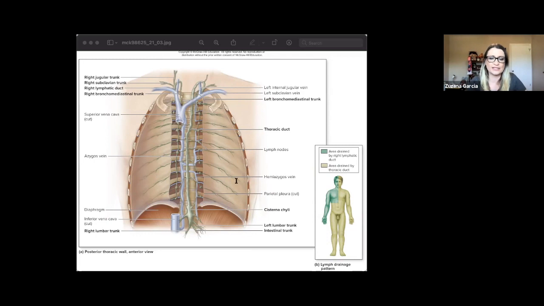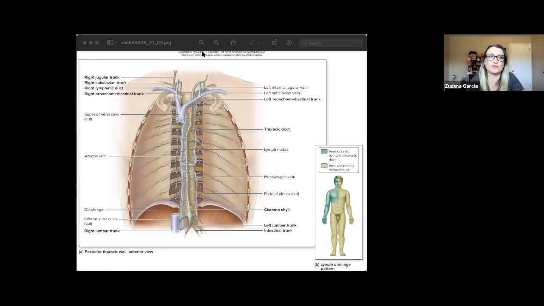So let's look at the trunks. The trunks are here in the dark letters. Some of them have left and right sides, some of them don't. I'm going to skip the left and right parts and just say jugular trunk, but the jugular trunk is left and right, so you would have one on the left side and one on the right side. In general, the jugular trunk drains the head and neck, which means it collects lymph from the head and neck. The subclavian trunk drains the breast, the superficial thoracic wall, as well as the upper limbs.